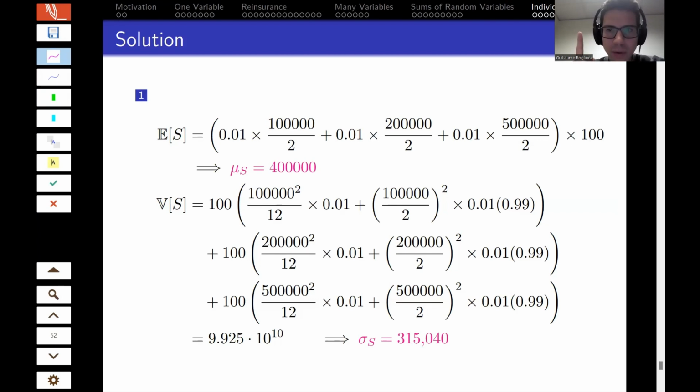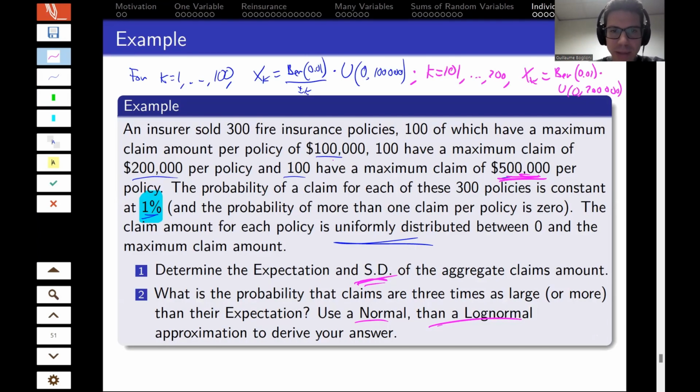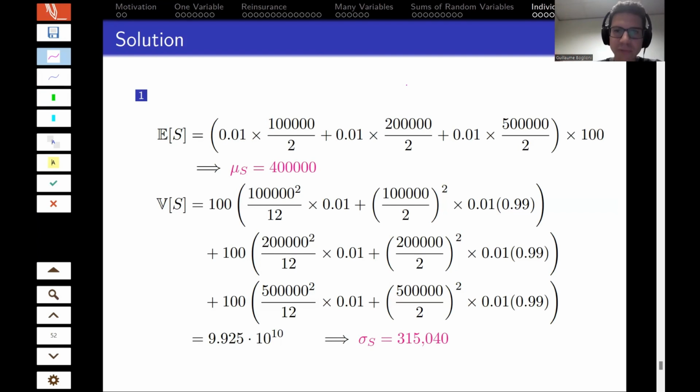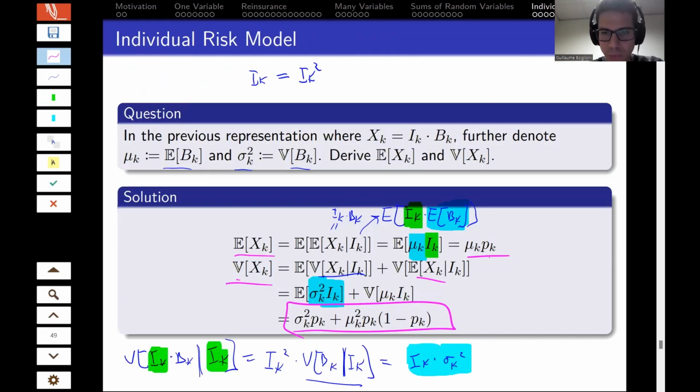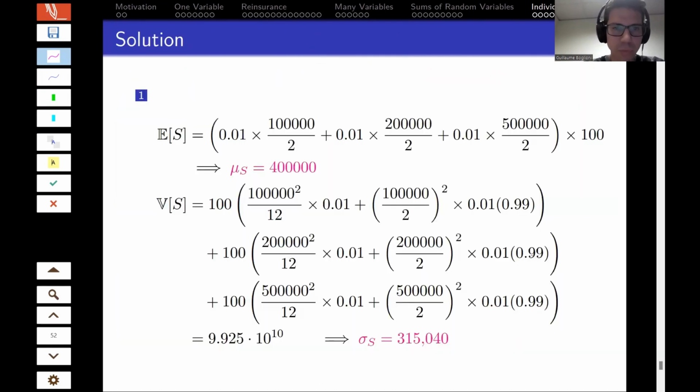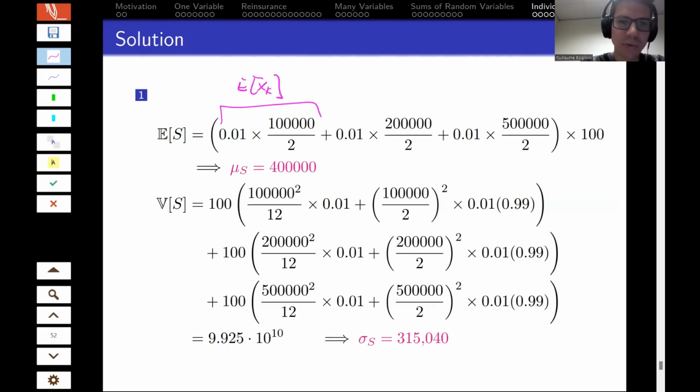For one policy that is in the first category, meaning it has a claim size that is uniform 0 to 100K, the expected value of one specific policy is going to be the probability of a claim times the average size of a claim. This is just an application of this formula over here: 1% times the average size of a claim. So this would be the expectation of X_k, but careful, for the k's from 1 to 100.